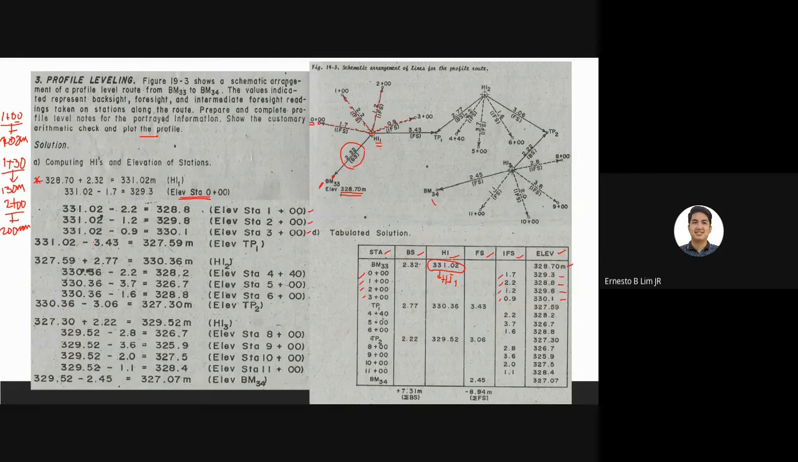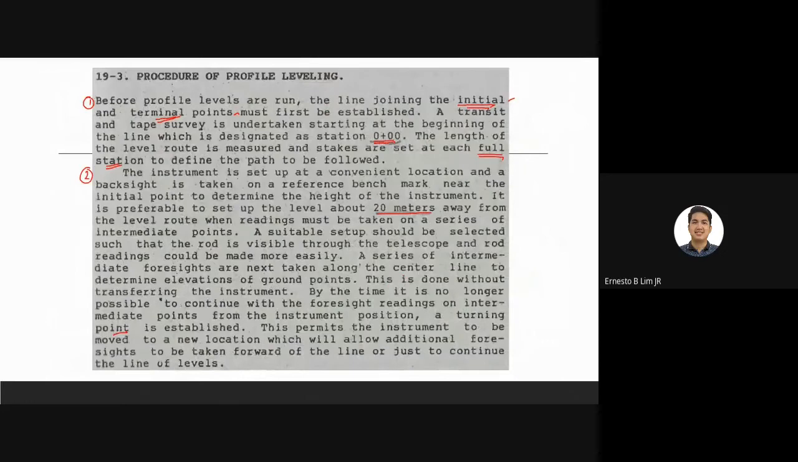Now the instrument man cannot anymore see the next station. Meaning your next station would probably be this 4 plus 40 station. It is too far for him to see the readings on your rod. So he has to establish the turning point as mentioned here. This is done without transferring, take note, transferring the instrument.